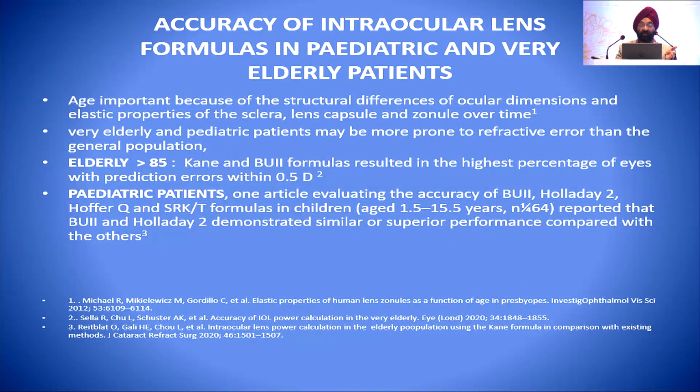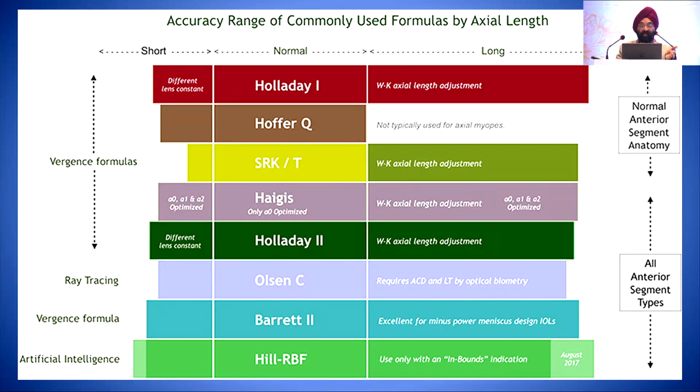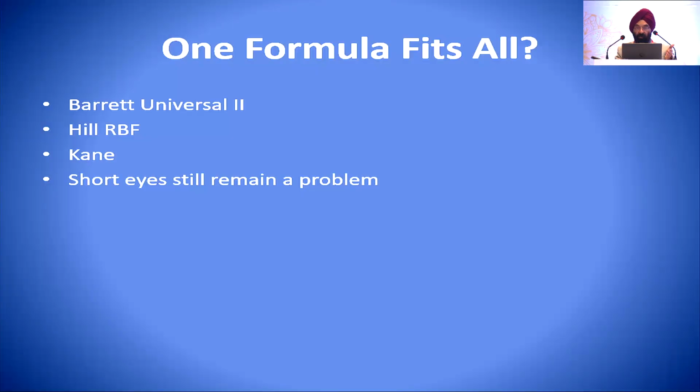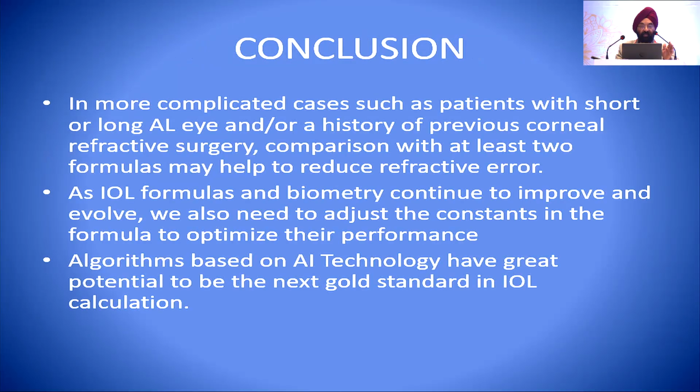So there are different sets in pediatric eyes and elderly patients. This is the chart which gives you the accuracy range of these formulas. You'll find Barrett, Hill RBF, Kane, they are accurate in all the various lengths. So does one formula fit all? If you want one formula for all types of eyes, Barrett Universal 2, Hill RBF, and Kane. So in more complicated cases, such as patients with short or long eyes or history of previous corneal refractive surgery, comparison with at least 2 of these newer generation formulas is going to help.